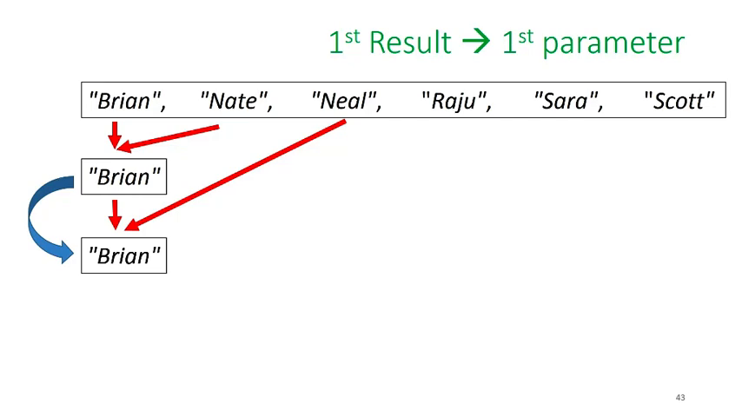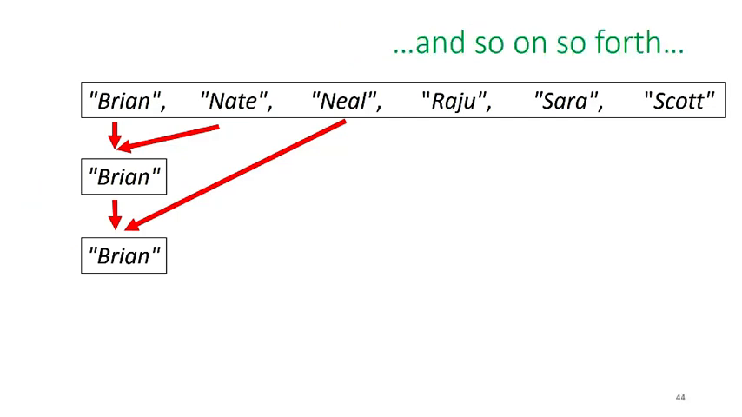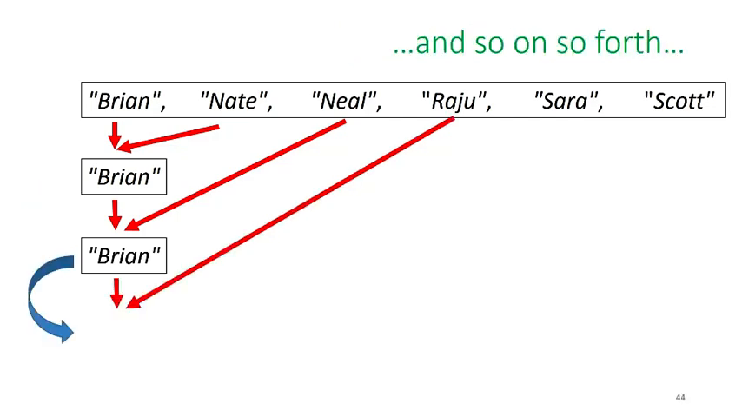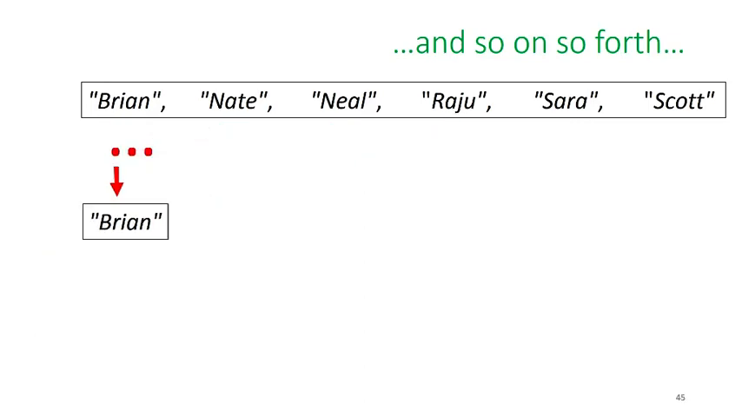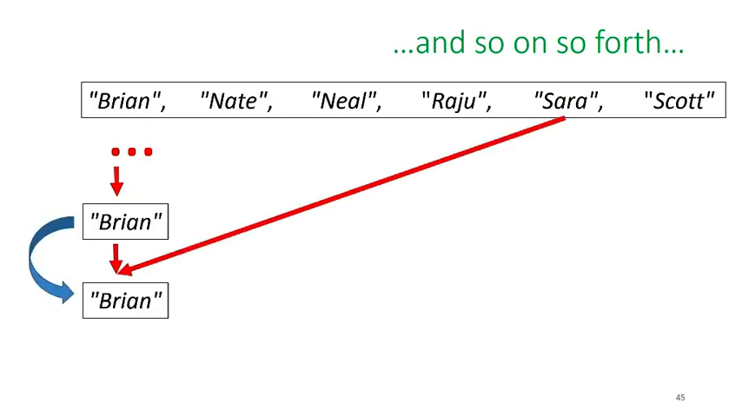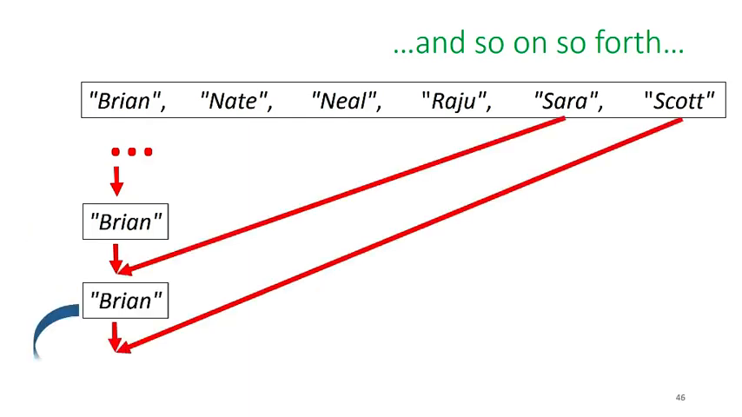The step is, let me see how many letters in Brian. Let me see how many letters in Neil. Well, Neil is smaller, so I keep Brian, okay? So at this point, the first step was kind of a weird, special case. I need 2 elements from the stream. But from now on, every time, my first parameter is the result of the previous application of the reduction. My next parameter is the next element in the stream. And I keep moving like this until I get to the end of my stream.